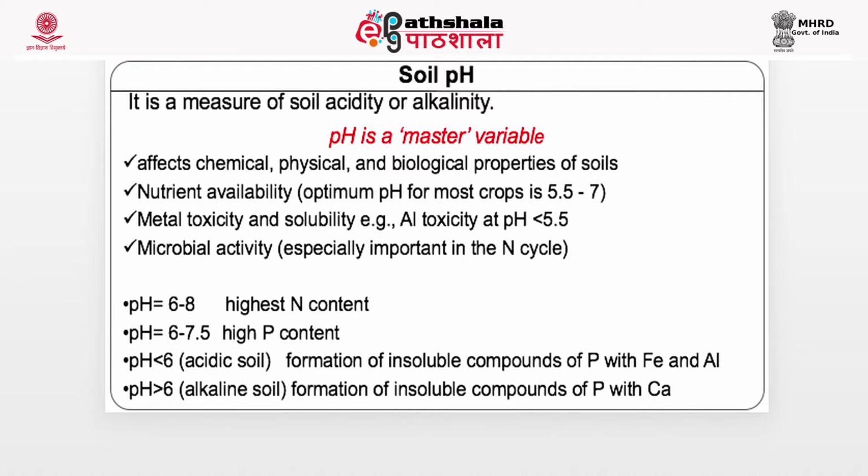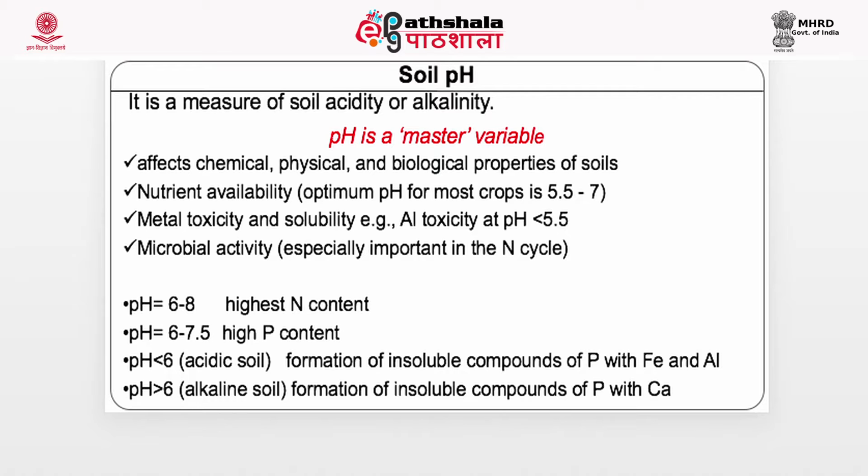Now coming to the soil pH, which is also an important parameter of soil fertility. In fact, soil pH is the measure of soil acidity or alkalinity. It is a master variable. It affects chemical, physical and biological properties of soil. The optimum pH for most crops should be between 5.5 to 7 because it gives you the maximum nutrient availability. Metal toxicity and solubility is also determined by the pH. For example, aluminium toxicity is seen in soils which have pH less than 5.5.